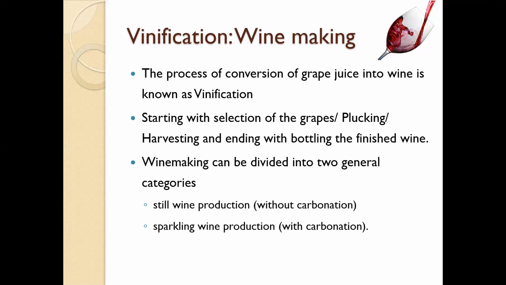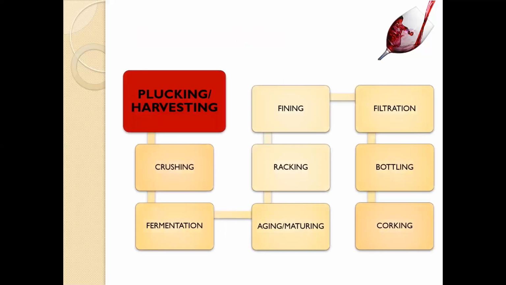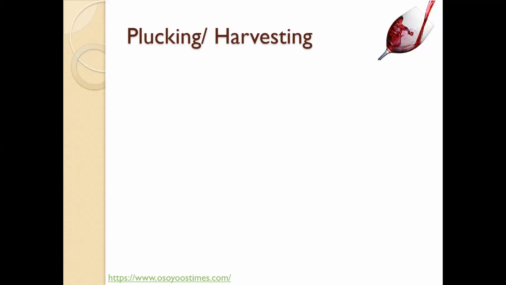The still wine manufacturing process is a step-by-step process which starts with the first step, plucking and harvesting. Plucking and harvesting is nothing but collecting the grapes from the vineyard. These grapes are then sent to the wineries for the vinification process.